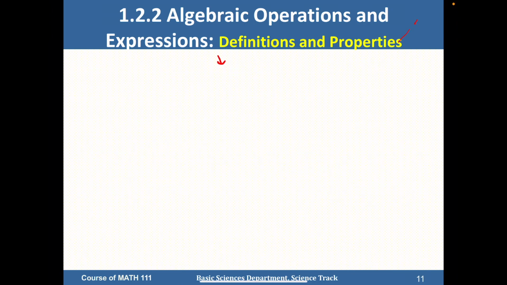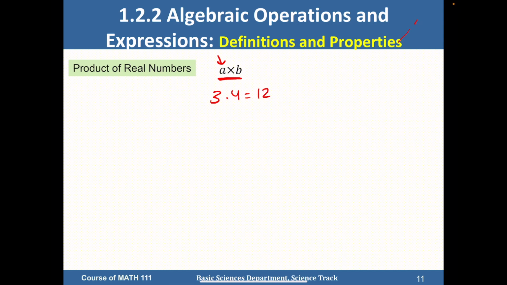Okay, now let's talk about the definition and properties of the product. If we have a times b, we can read that as a times b or a multiplied by b. And the result, for example, if I have 3 times 4, the result would be 12. We can see that 4 is a factor of 12 and 3 also is a factor of 12.